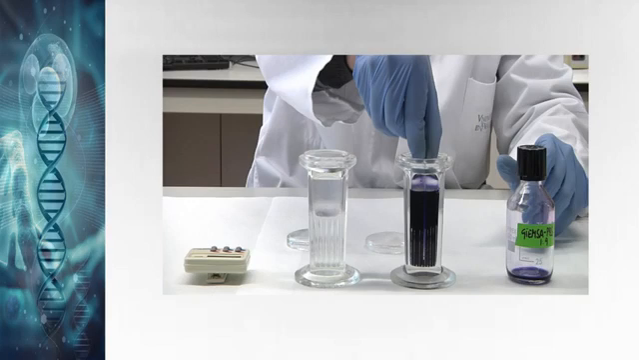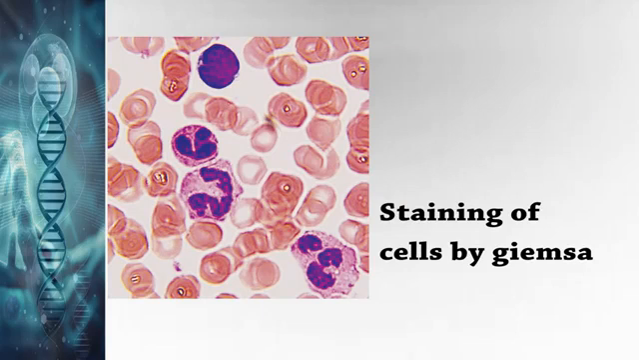Giemsa is a visible dye that binds to DNA through intercalation. Thus, it is used for staining of the chromosome. Giemsa stain is a mixture of cationic thiazine dyes such as azure B and anionic eosin dyes such as eosin Y.